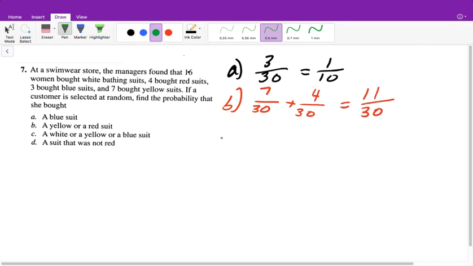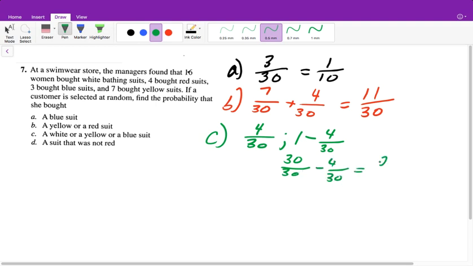All right, so for the next one, for white, yellow, or blue, that's everything but red. So I'm going to find the odds of finding a red bathing suit, so that's 4 out of 30. And then I'm going to find its complement. So it's 1 minus 4 out of 30. So this 1 will become 30 out of 30, so we can have common denominators. So we subtract 4 from that. That means there are 26 possibilities besides a red. This will then reduce to 13 out of 15, and that means you have a 13 out of 15 chance of picking something other than red.